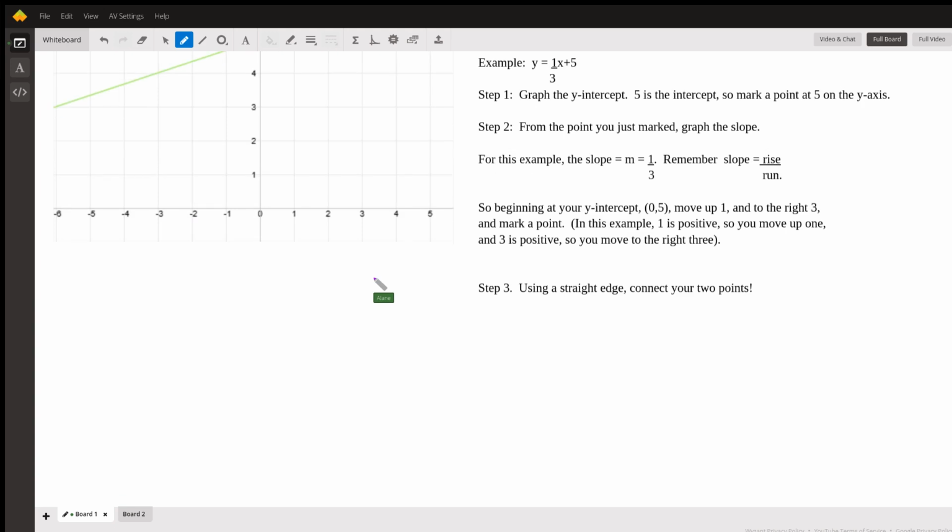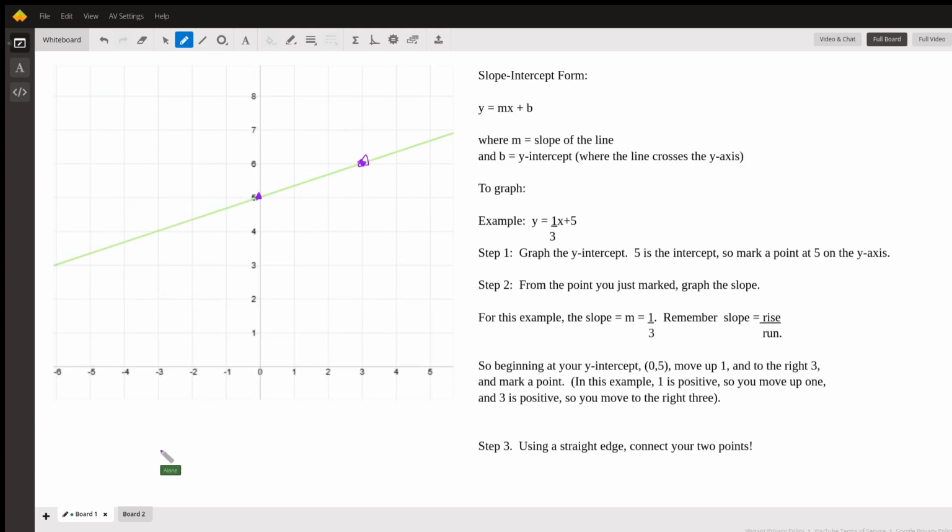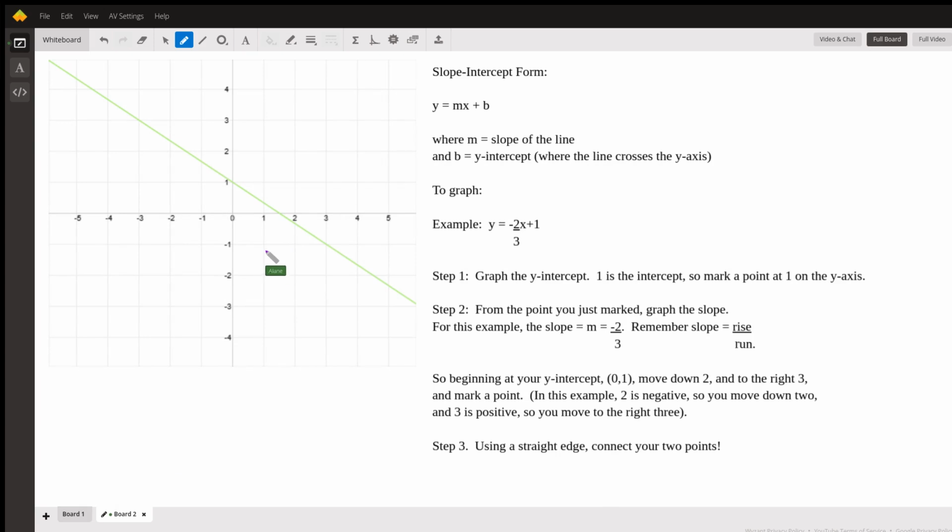Now, real quick, just to make sure that you understand, I came up with a real quick second example. Here, I have y equals negative 2/3 x plus 1. So again, 1 is in the place of our b, so it's the y-intercept. That means our line is going to cross the y-axis at 1. So here's my purple mark. We look at our slope.